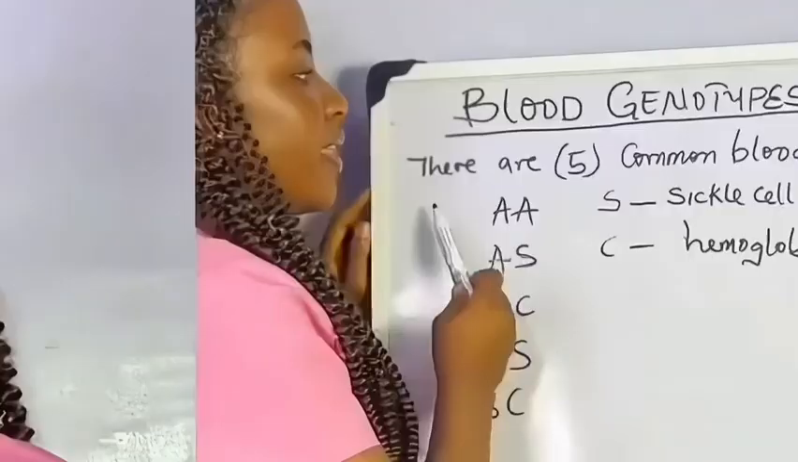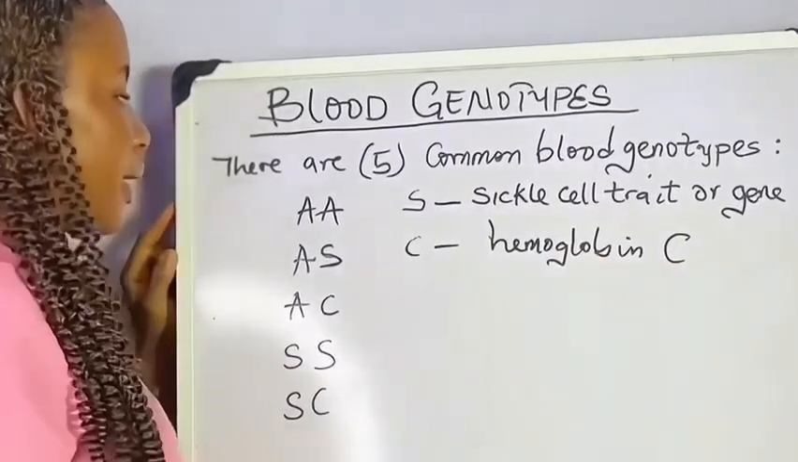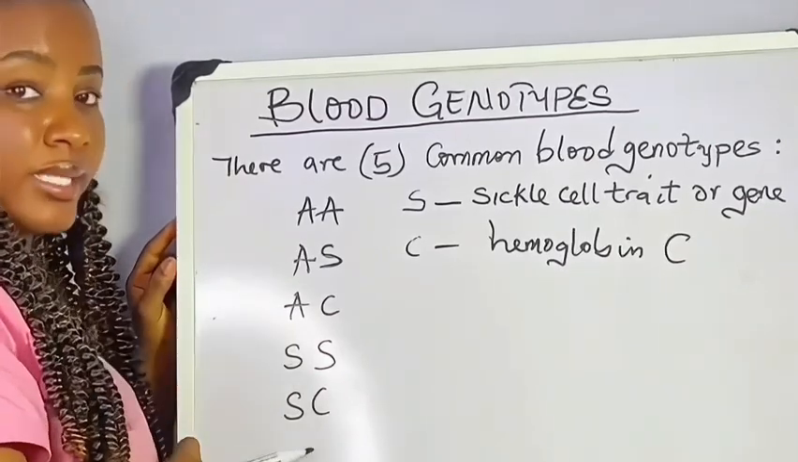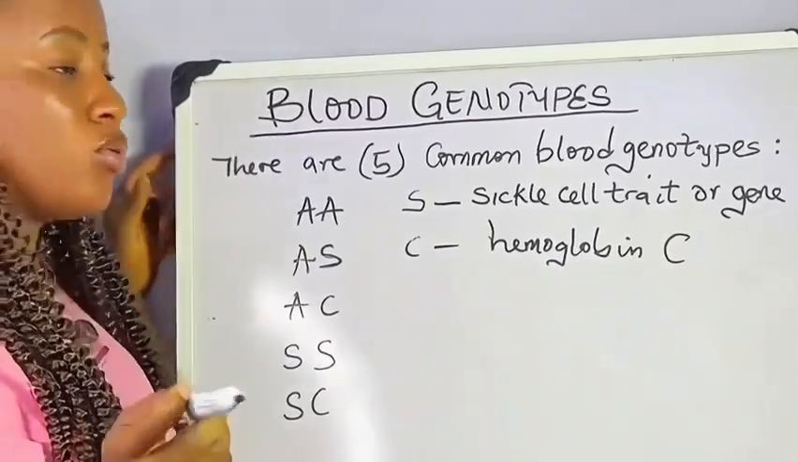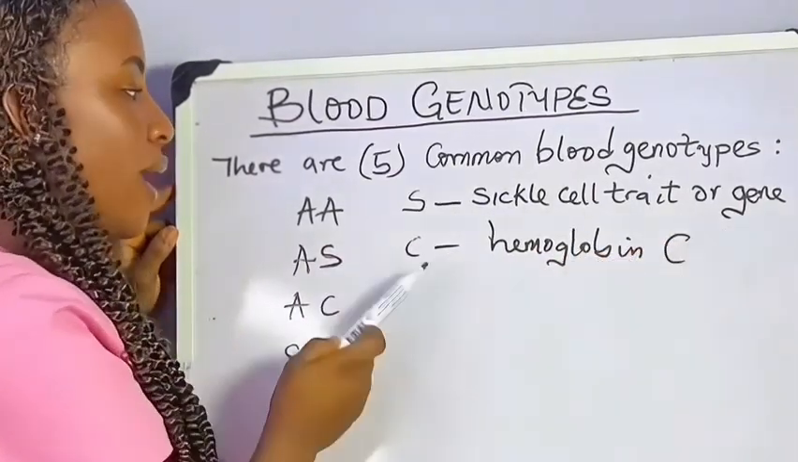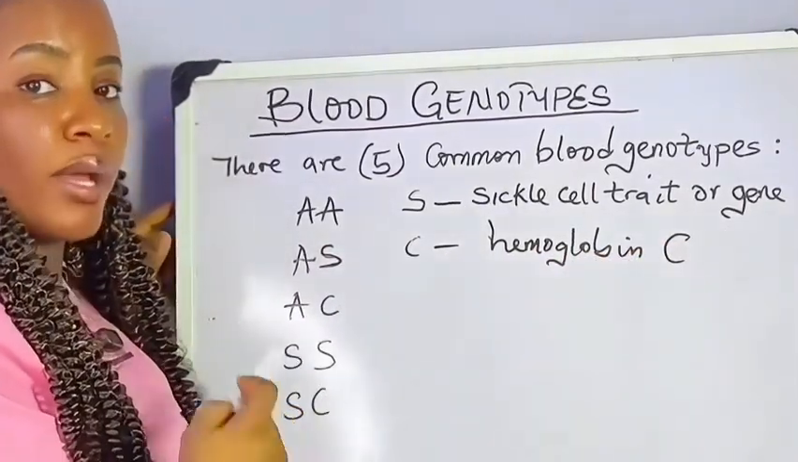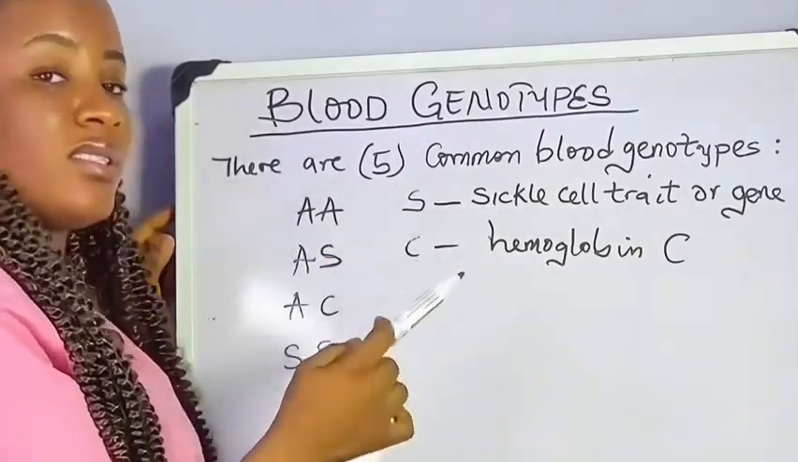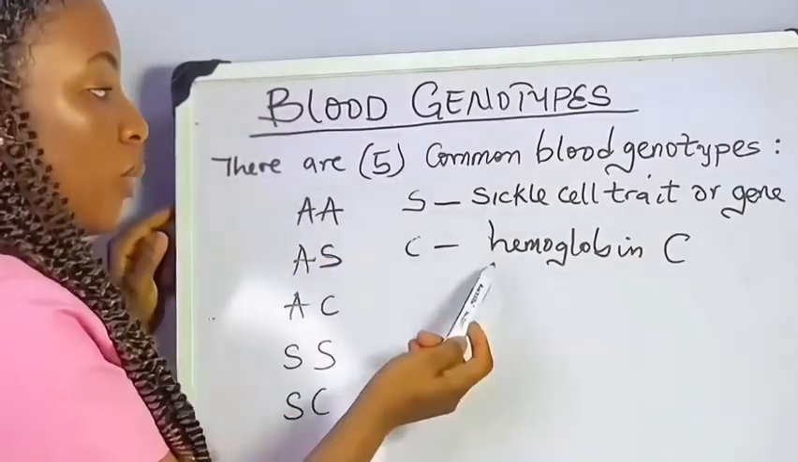This brings us to the different blood genotypes and their compatibility. There are 5 common blood genotypes, and they are AA, AS, AC, SS, and SC. But before we proceed, I would like you to know that S indicates sickle cell trait or gene, while C is another form of abnormal hemoglobin variant. Though it is not sickle, it is not S, but it is still problematic, and it is called hemoglobin C.